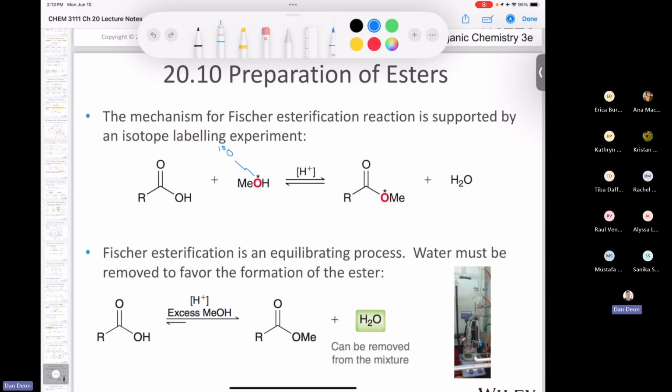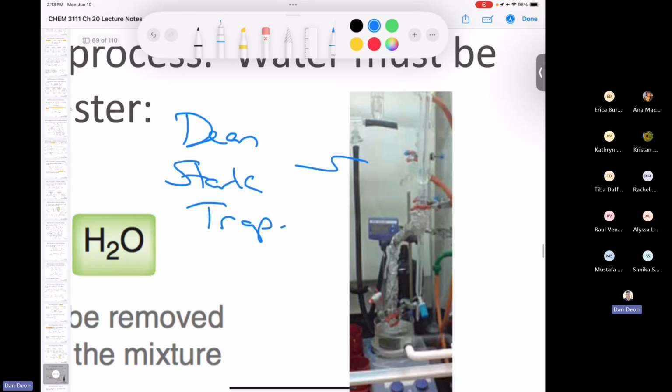But again, how do we remove the water? We use something called a Dean-Stark trap. This is a picture of it here. I don't really have the energy to go through the whole thing, and it's not part of the content of the class. I just put it in here. This is just from Google Images.